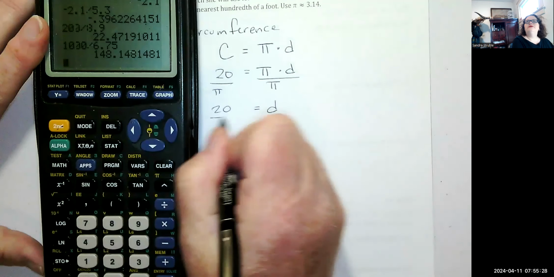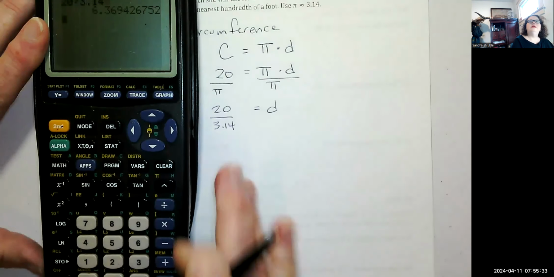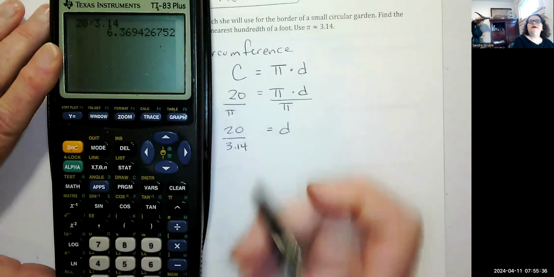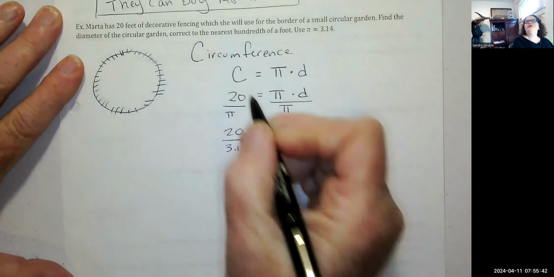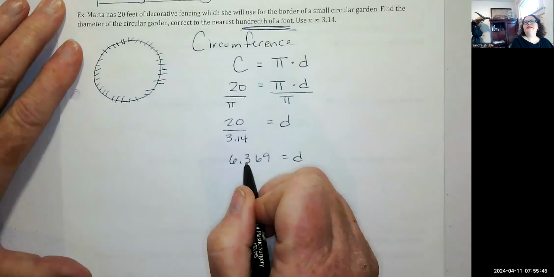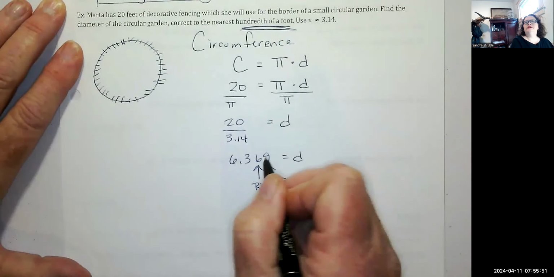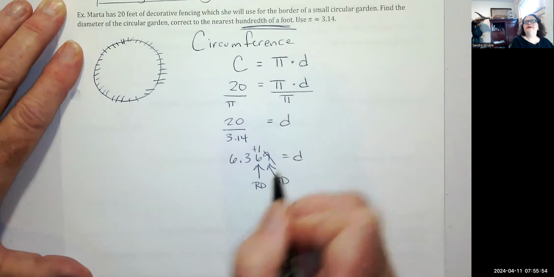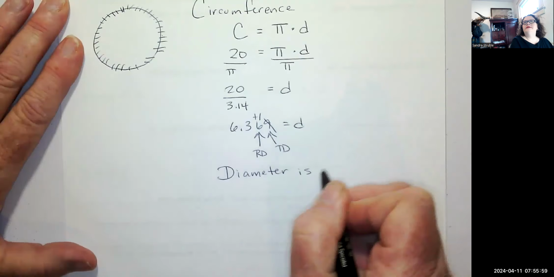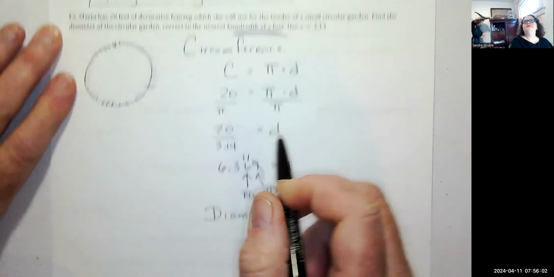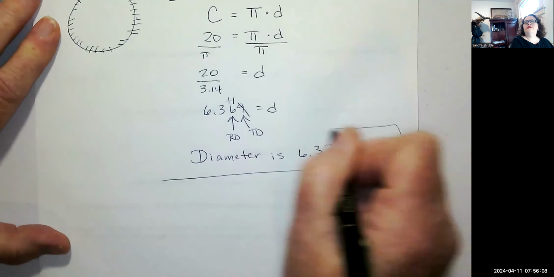So I'm going to go 20 divided by 3.14. And that is equal to 6.369. And they want us to round to the nearest hundredth of a foot. So 10th place, 100th place, that's my rounding digit. The number to the right is my test digit. It is greater than 5. I'm going to add 1 to my 6. My diameter is 6.37. And then what's my units? Feet. And that is the answer.